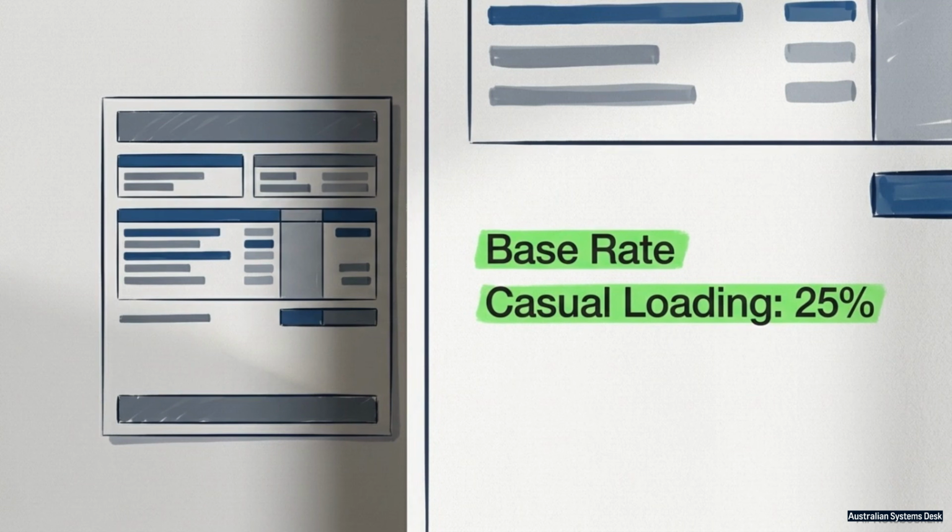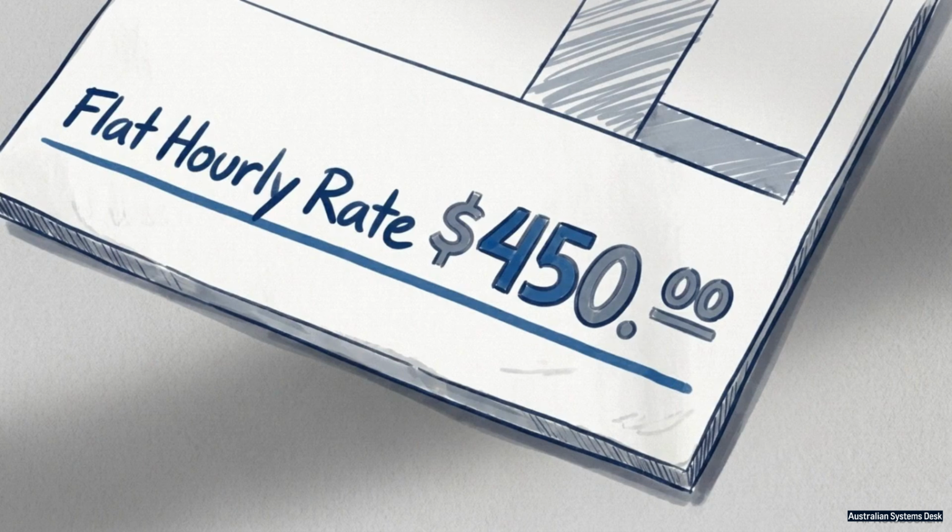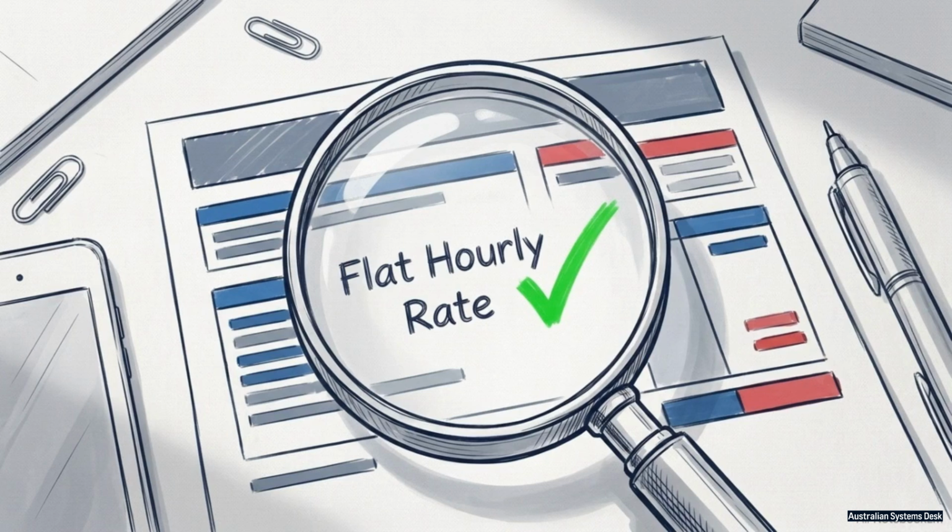Take a look at these two payslips. The one on the right lists a base rate alongside a separate line for casual loading. The one on the left shows only a single flat hourly rate. While the left side might look suspicious, a missing line item is not proof of underpayment.